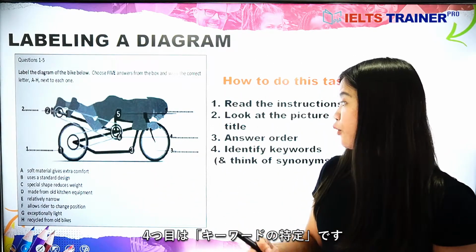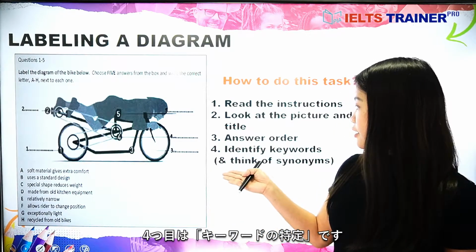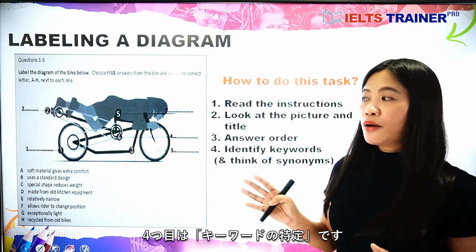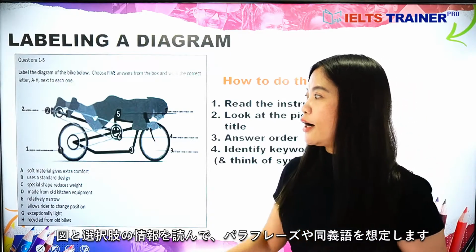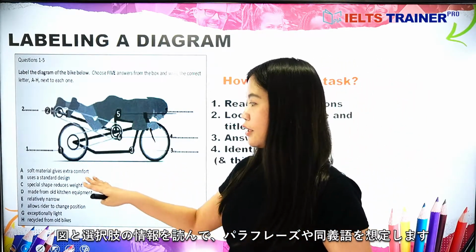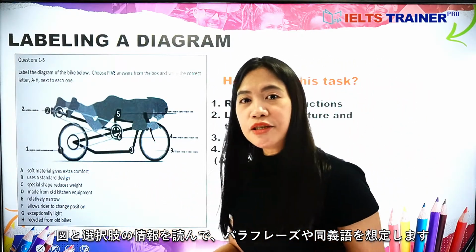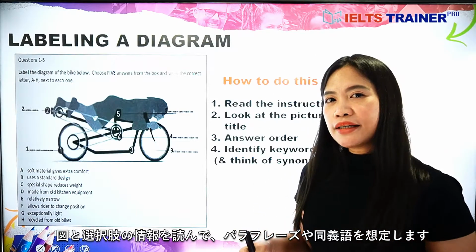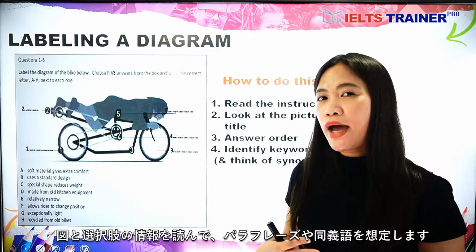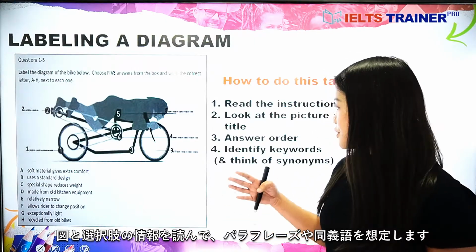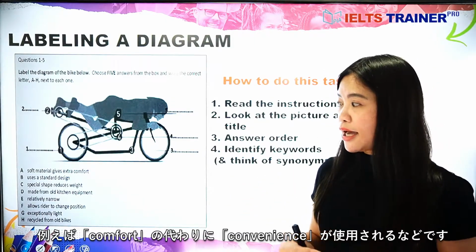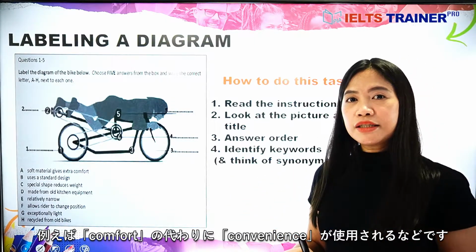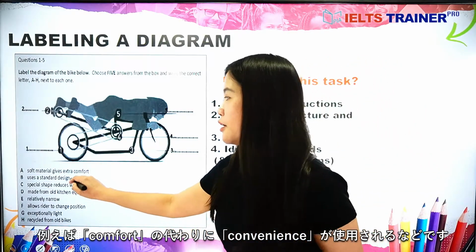And the fourth one is to identify keywords. Read through the information on the diagram and the options too to identify the words that are likely to be paraphrased and think of synonyms that might be used. For example, the word convenience might be used instead of comfort.